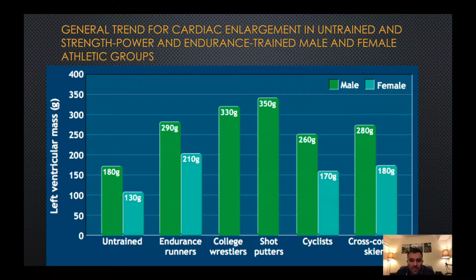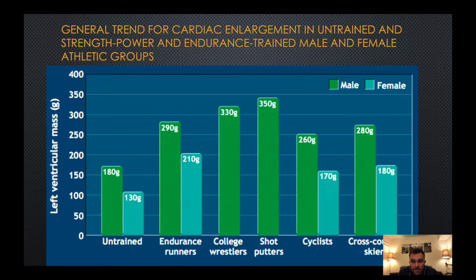Here we see different athletes, male and female, male in the green, female in the blue, from different types of untrained individuals to endurance athletes to shot putters, who are really explosive athletes, to more types of endurance runners. If you look at left ventricle mass, you'll see that endurance athletes have a much higher size left ventricle than an untrained individual.